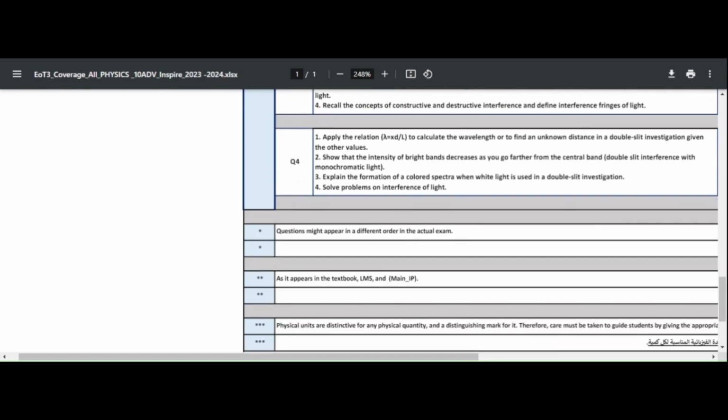Then you have to apply the relationship for the double slit investigation. We will put in the values for the knowns and find the unknown quantity. So these are the set of questions which we have discussed.